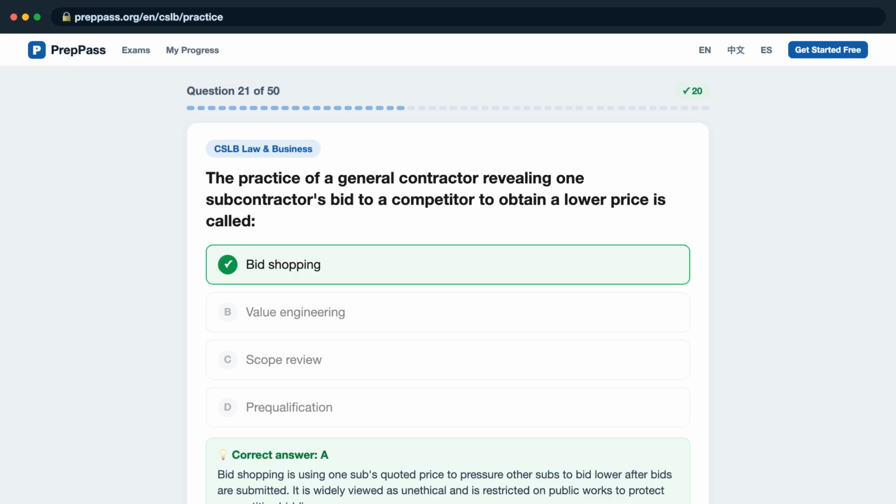Bid shopping is using one sub's quoted price to pressure other subs to bid lower after bids are submitted. It is widely viewed as unethical and is restricted on public works to protect competitive bidding.